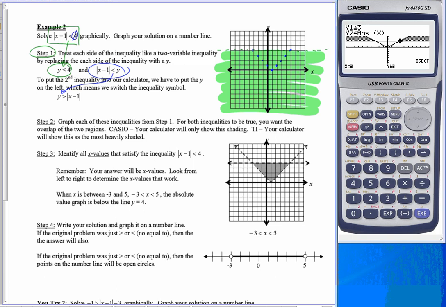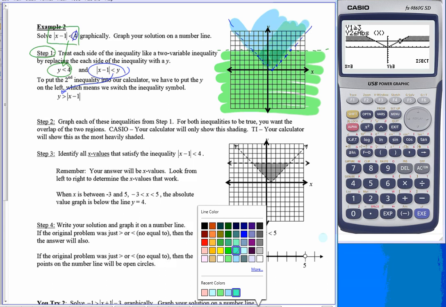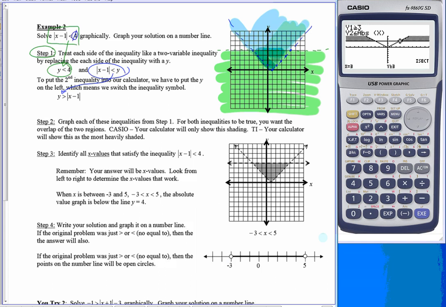Again, nice and carefully when I'm plotting. I'm going to use dashed lines. And this is a greater than. So I'm going to shade up from there, which would be the inside of my V here as I'm shading. So the overlap for this section is right here in between, just this little triangle.